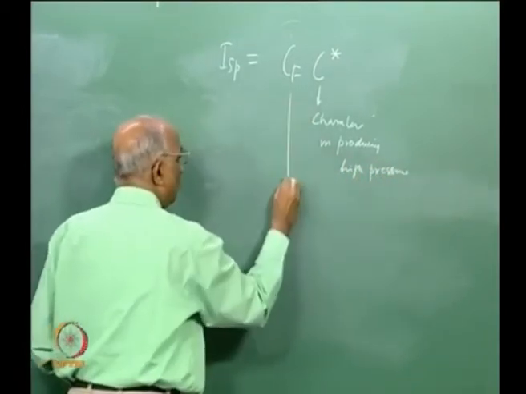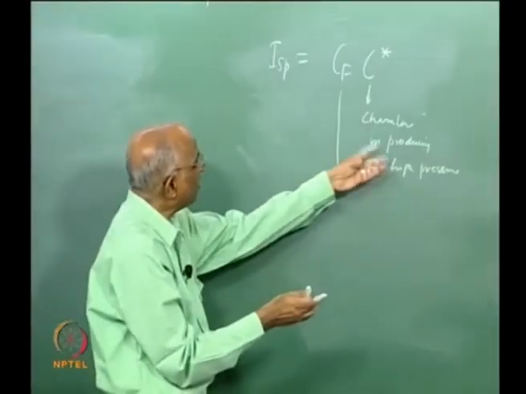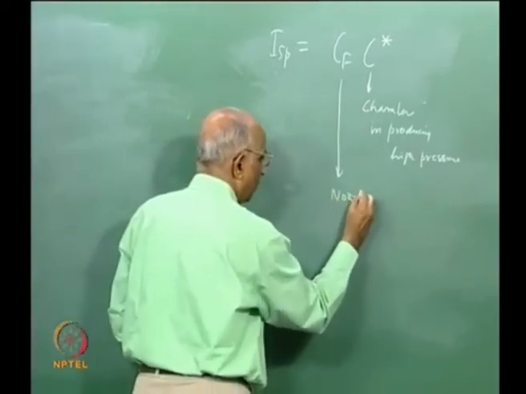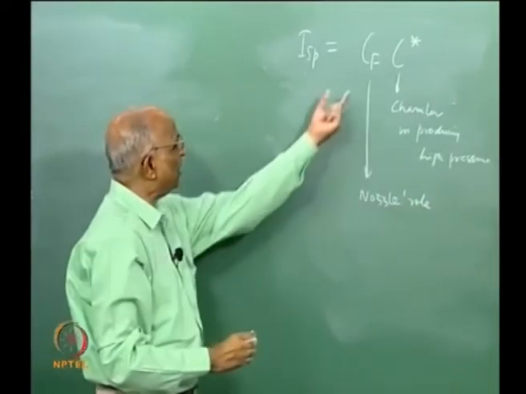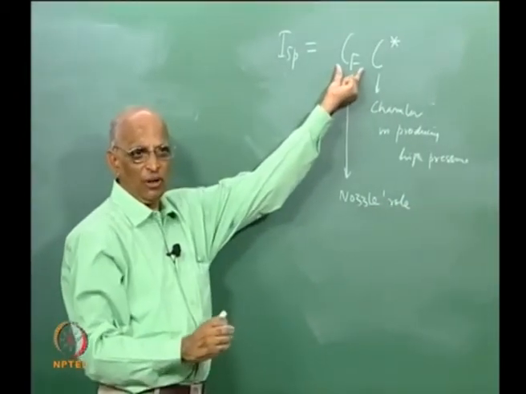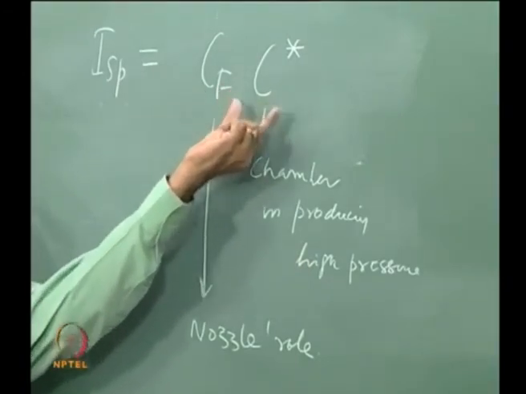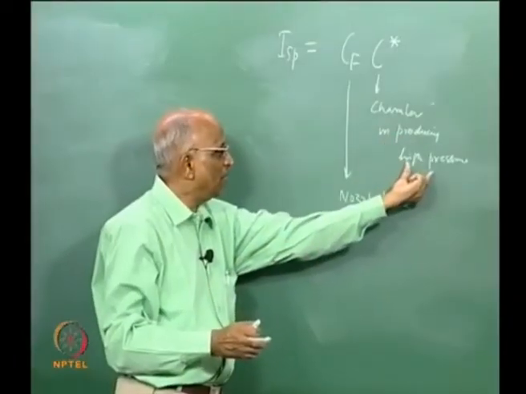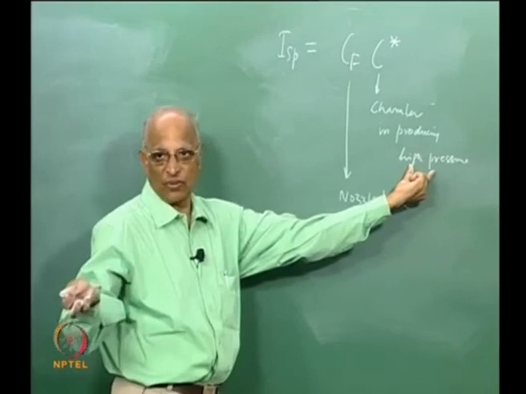And what does CF do? CF is in the nozzle, which converts this high pressure into high velocity, or the nozzle effectiveness, or the nozzle's role, and therefore CF is a figure of merit of the nozzle, how it converts the high pressure into velocity, and C star is a figure of merit of the chamber, in that it will tell you how high pressure is generated in the nozzle because of some mass flow rate.